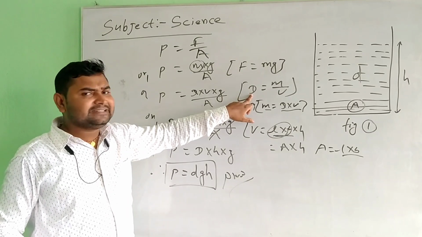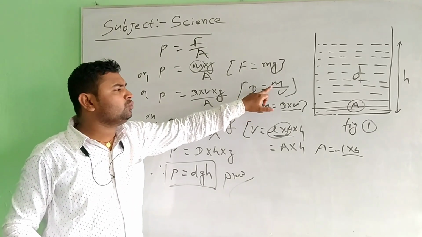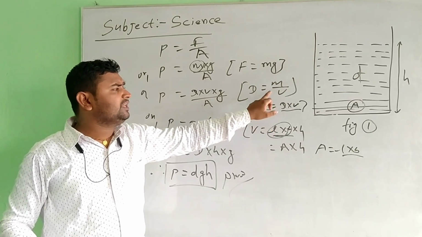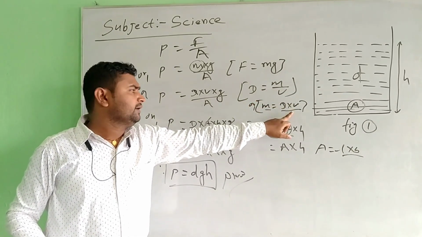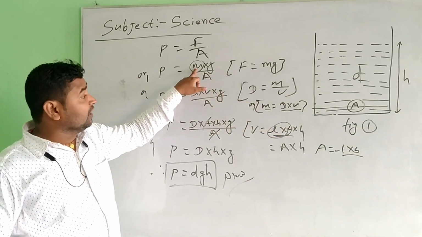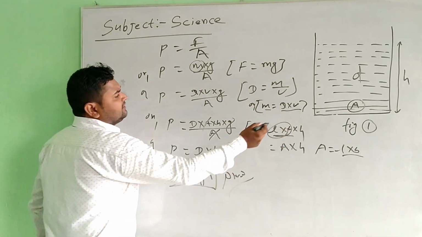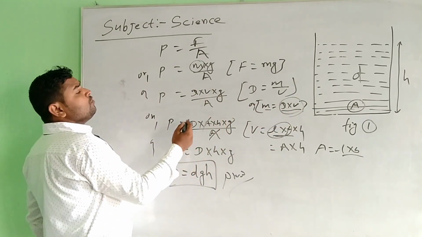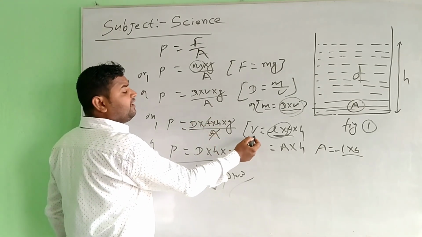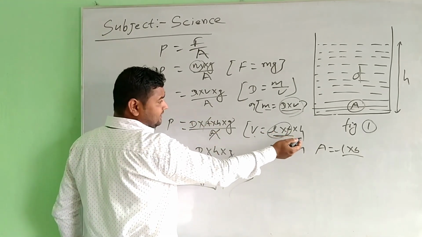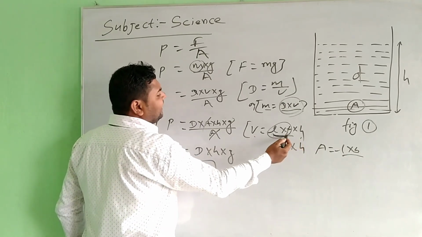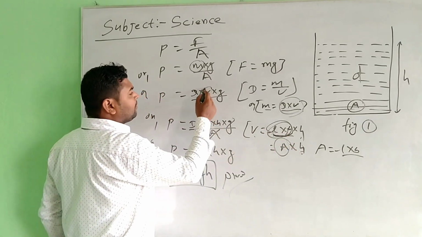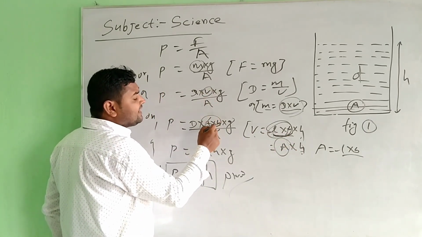Now, as you know, the formula of density is equal to what? D is equal to m by V. When we cross multiply, m is equal to d into V. So instead of m, we can use d into V. Now, V is equal to what? L into b into h, length into breadth into height. Now L into B means area, and into H. So instead of V, we can use A into H.